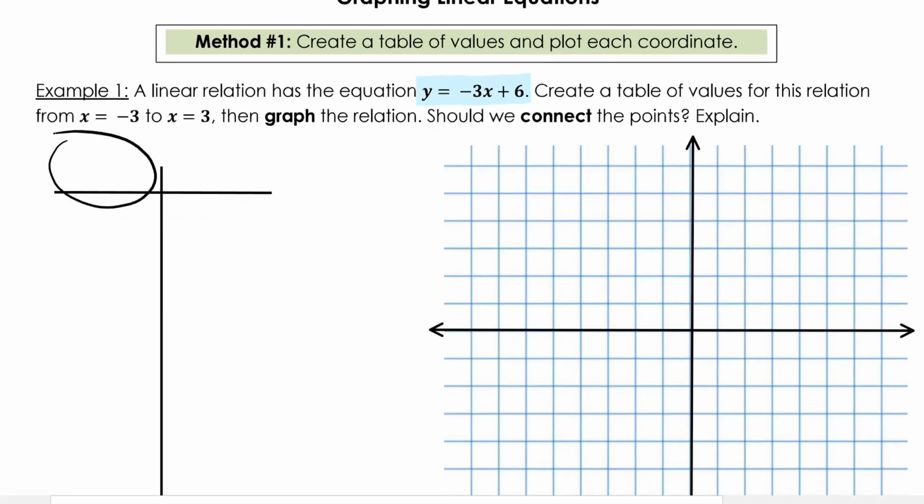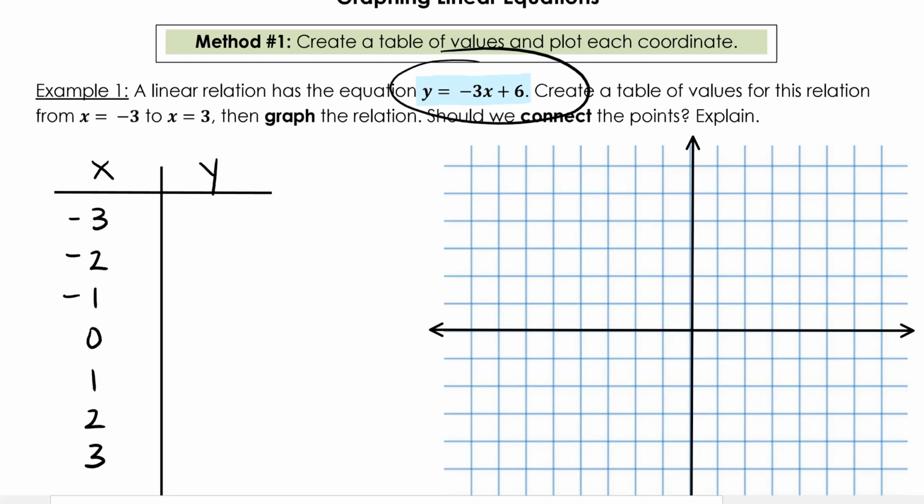In our first column goes the independent variable, which is x. And in our second column goes the dependent variable, which is y. Now we're supposed to graph this from x equals negative 3 all the way to positive 3. So we'll start by filling in all of our x values. And then we can calculate the corresponding y values using the equation. Each y value is equal to negative 3 times the x value plus 6.